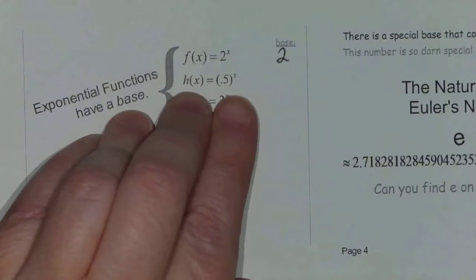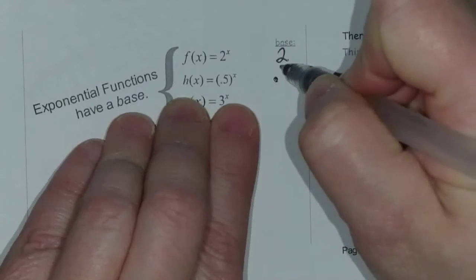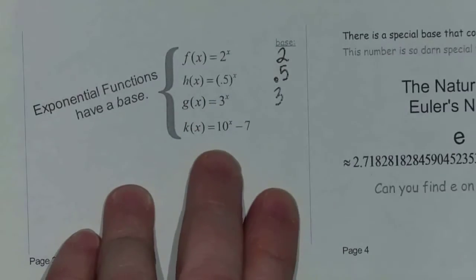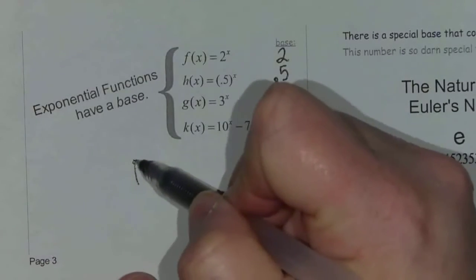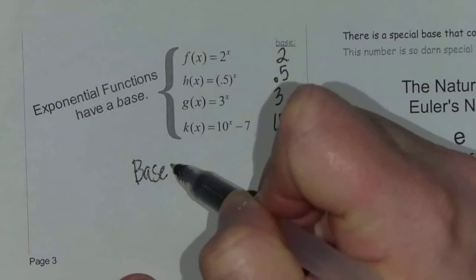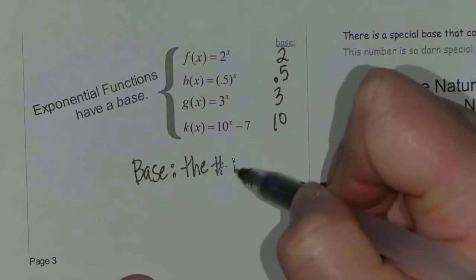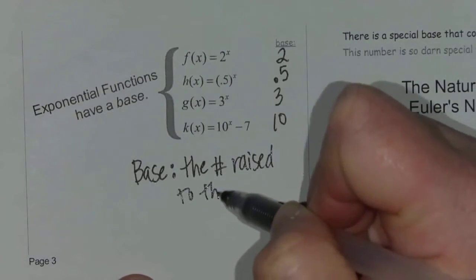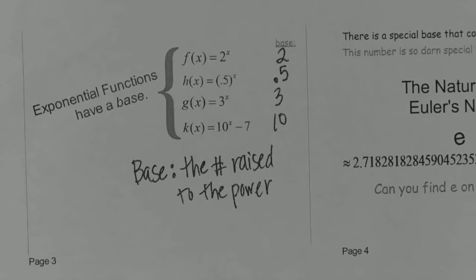So on the next function, h of x, what's the base? 0.5. The base on the next one? 3. And the base on the last one? 10. So again, if you were going to write yourself a definition for base, what would you call it? Number raised to power. Yeah, I would say it's the number raised to the power. Okay, so just a review of what that is.